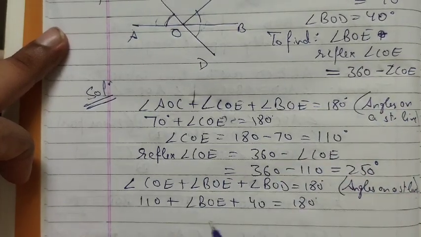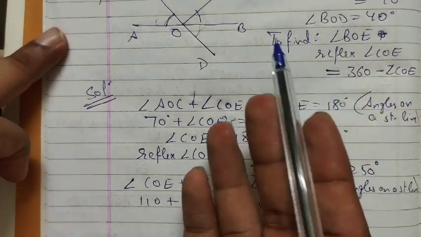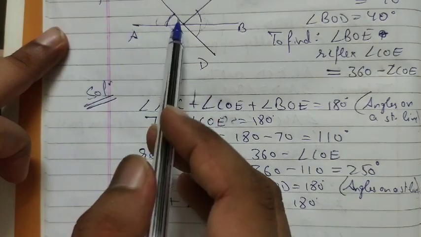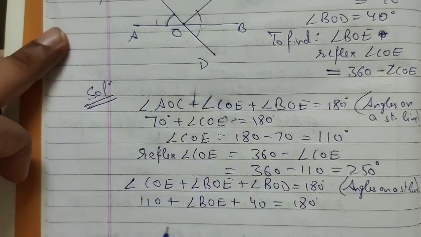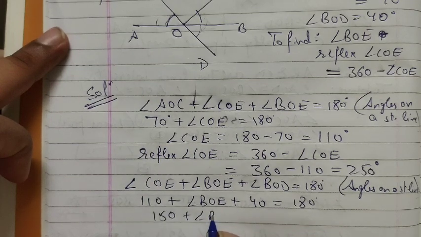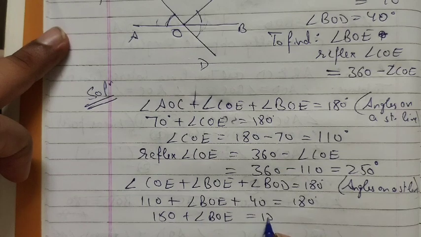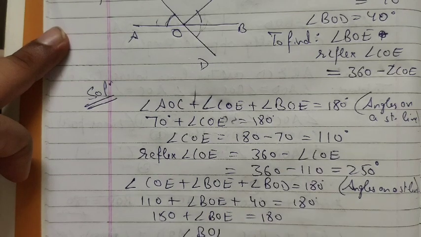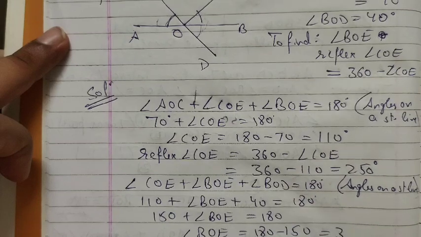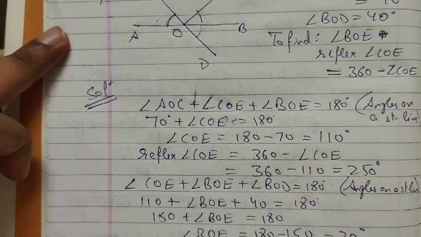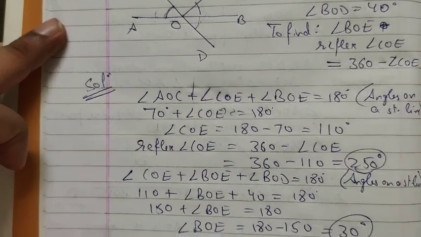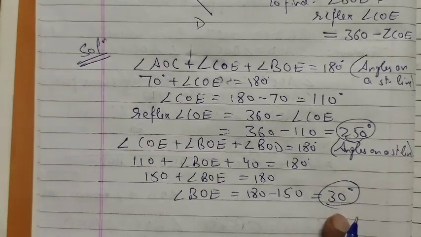See, these questions are very easy. Most of the things are given to us. We need to understand which thing we have to apply. Simply we are applying the sum of angles on a straight line. So 110 plus 40 is 150, plus angle BOE is equal to 180. So angle BOE is equal to 180 minus 150, which is equal to 30 degrees. So 30 degrees is the answer. These two things we have determined. In this way we are going to do the questions.